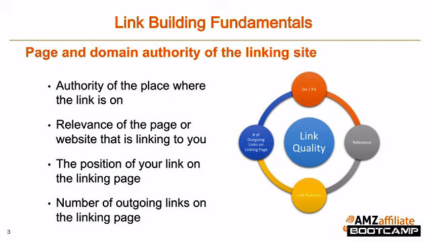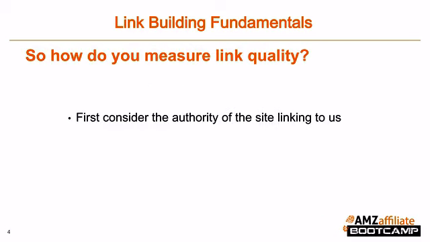The first is domain authority and page authority of the linking website. The second determiner of link quality is the relevance of the page and website that's linking to you. Third, we've got the position of the link on the linking page. And last, we have the number of outgoing links on the page that links to you. Let's go through each of those one by one.